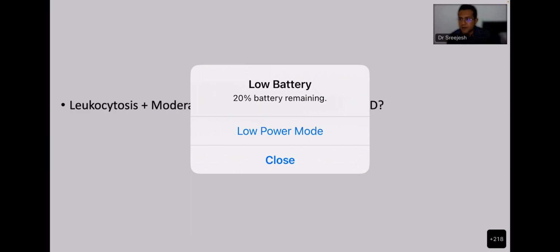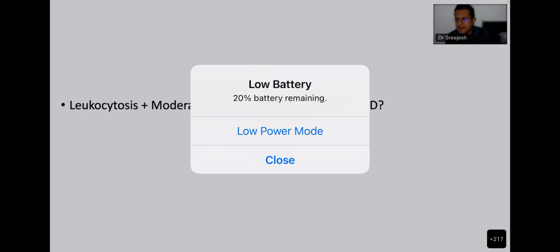So leukocytosis with moderate splenomegaly in an adult. What is your differential? So CML, ALL, infection, leishmaniasis sometimes, sarcoidosis. There are many differential diagnoses. Okay. So for leishmaniasis, usually it should not come there, because usually you get pancytopenia, and leukocytosis is very unusual for Kala-azar or leishmaniasis.